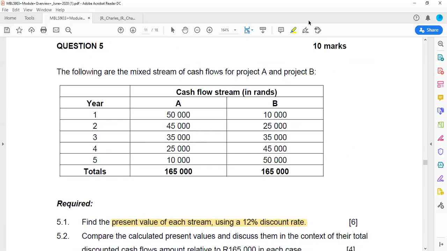Remember, we can use a financial calculator or tables. I think in the next class, I'll show you how to use tables as well with this example, but I would advise you to use a financial calculator because it's 6 marks, meaning 3 marks for each of these, and a table is tedious and it takes time, so I would rather advise you to use a financial calculator, not a table.